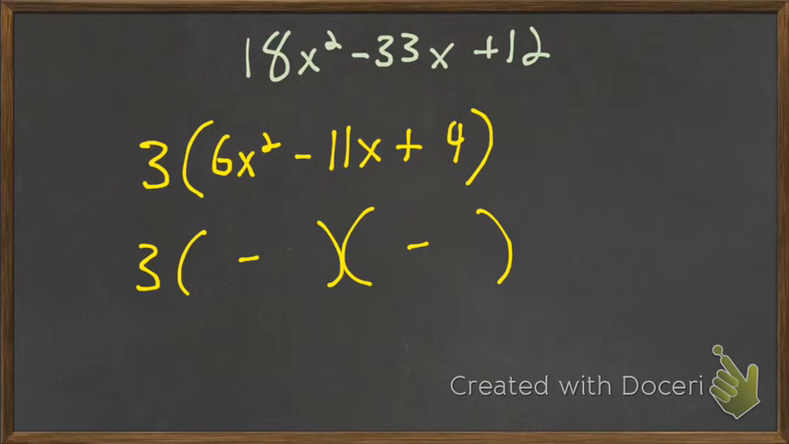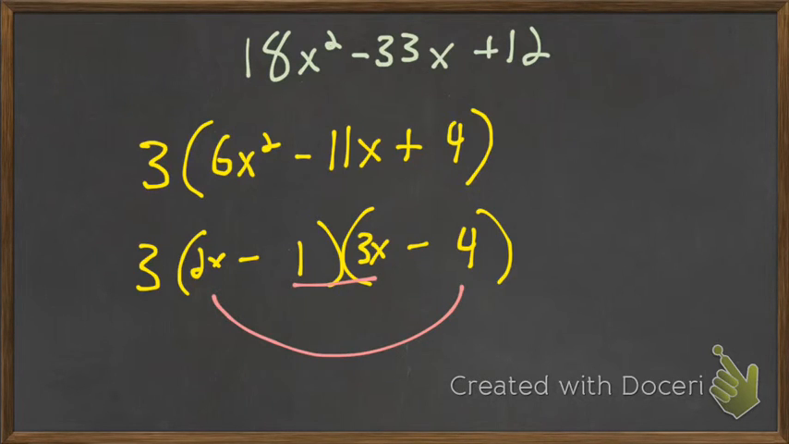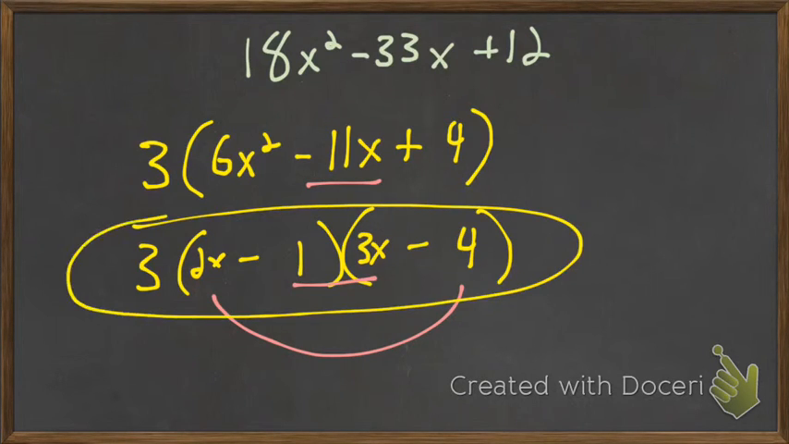They're both minus. Factors of 6 are 1 and 6 or 2 and 3. Now I used 2 and 3, so 2x, 3x. Factors of 4 are 1 and 4, 2 and 2. I used 1 and 4. This makes a negative 3. This makes a negative 8, which adds together to make negative 11. So this whole thing is the answer. All I did was pull out the 3 at the beginning so that I got to work with smaller numbers. And then I factored it the same way we've been factoring it.